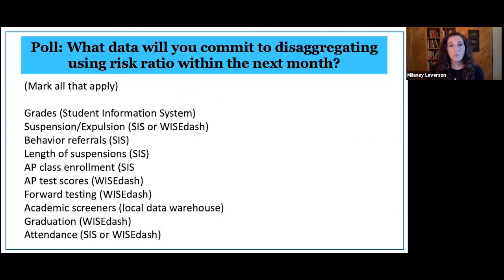So we're going to do one last poll. We'd like you to commit to disaggregating and using risk ratio within the next month with some data. And we know that this is a huge ask with the state of the times now and the fact that we're in a global pandemic, and many of us don't know what we'll be doing in a month with our kids, with our jobs. It's all up in the air. So within the next month, maybe two, we'd like you to identify which data you're going to commit to looking into and trying to disaggregate or run a risk ratio with. And Jill has started that poll.